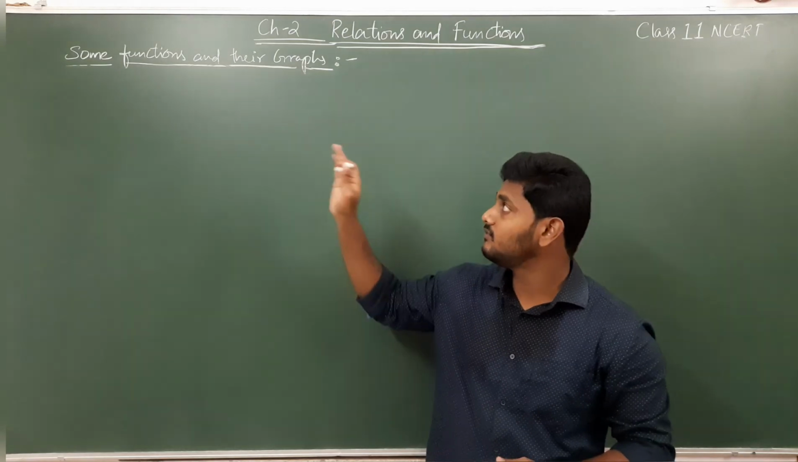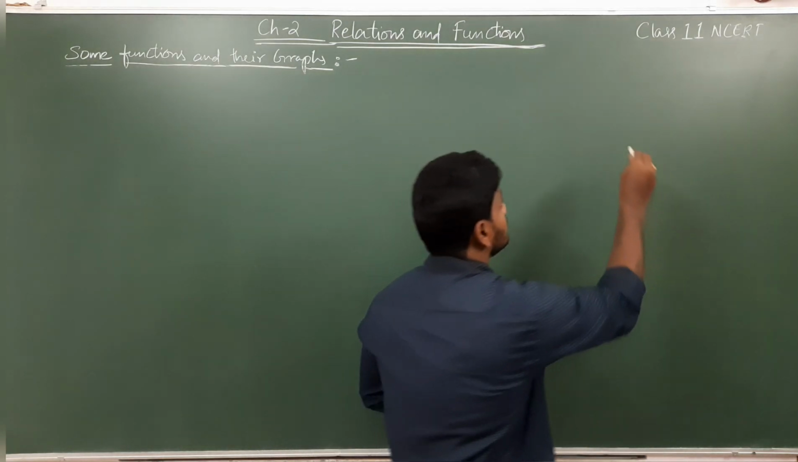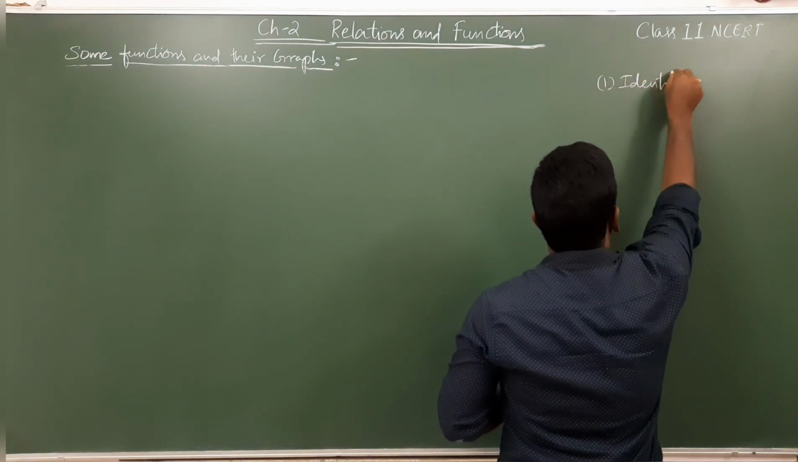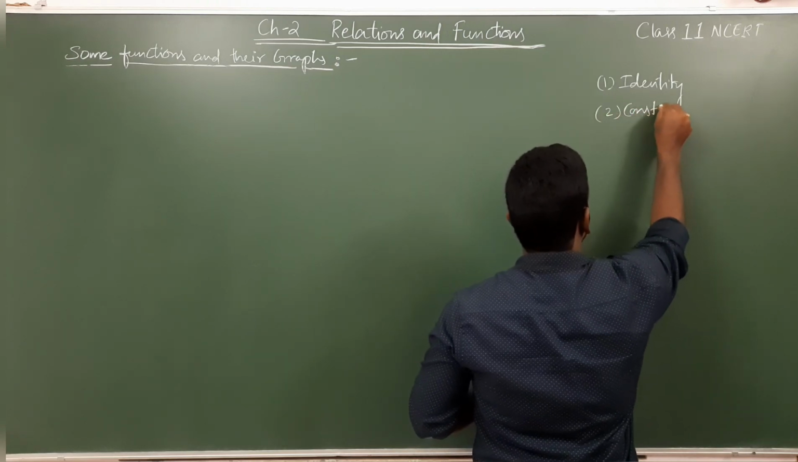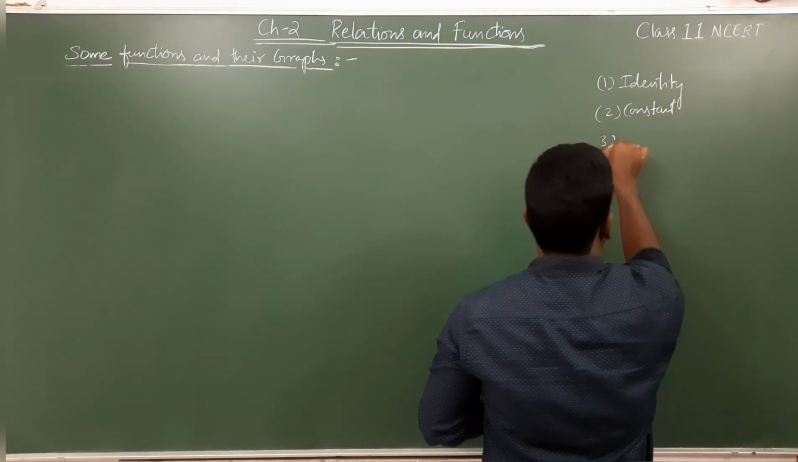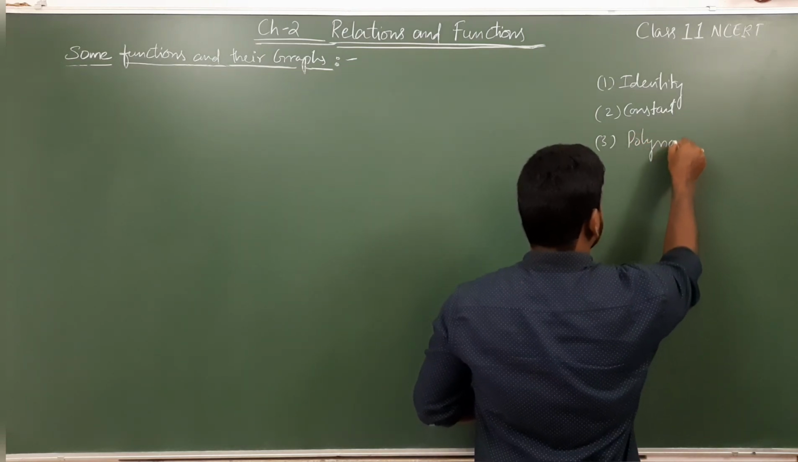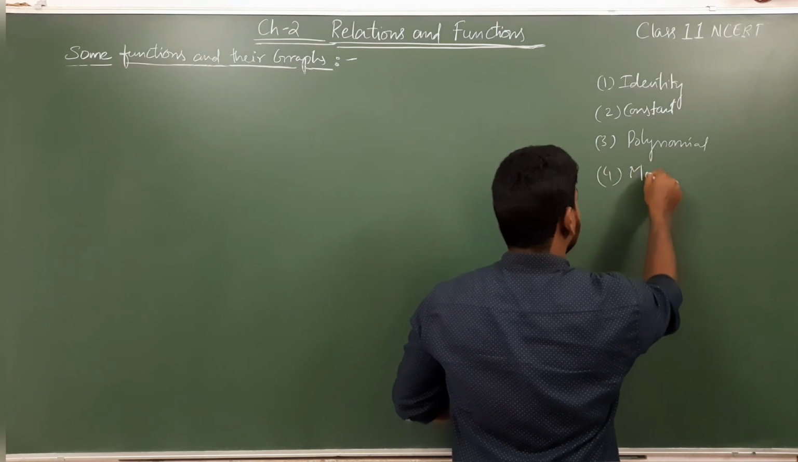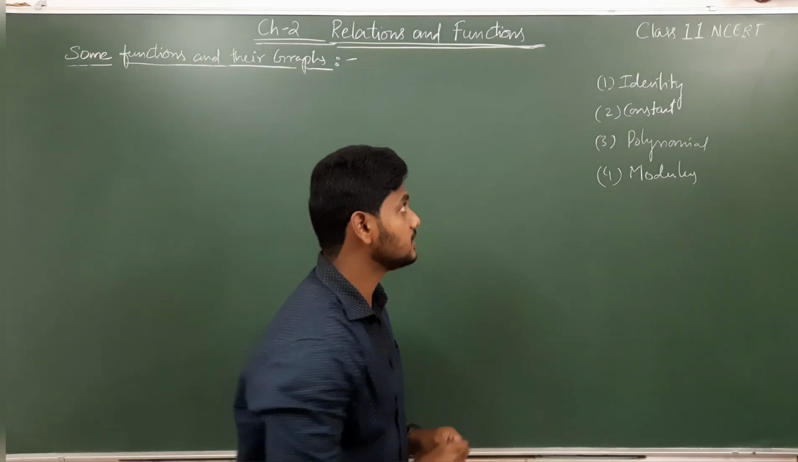As we are discussing the functions and their graphs, up to now how many have we discussed? The first one is the identity function, next the constant function, the third one is the polynomial function, and the fourth one is the modulus function. So these four functions we have discussed.